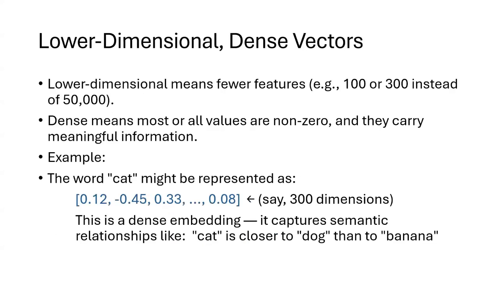And what is a lower dimensional dense vector? Lower dimensional means fewer features, like 100, 300, or 550. Dense means most or all values are non-zero and they carry meaningful information. Like the word cat might be represented as 0.12, minus 0.45, 0.333, say in 300 dimensions. This is a dense embedding. It captures semantic relationships, like cat is closer to dog than to banana.